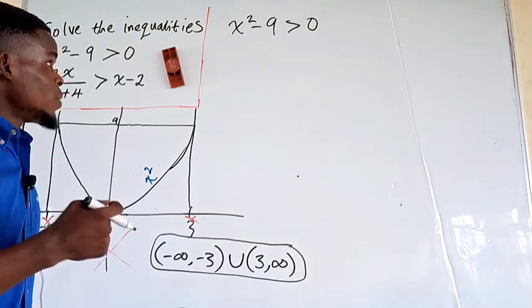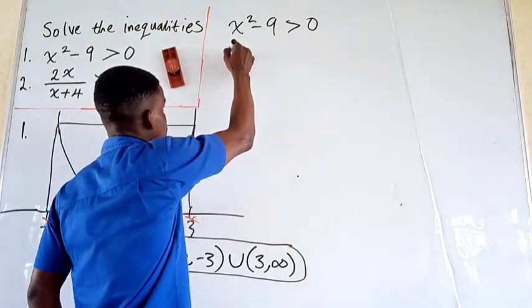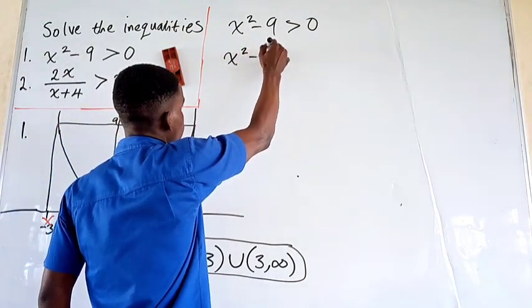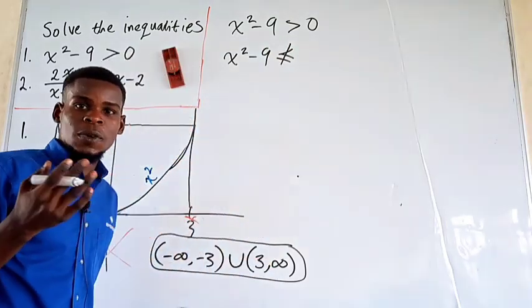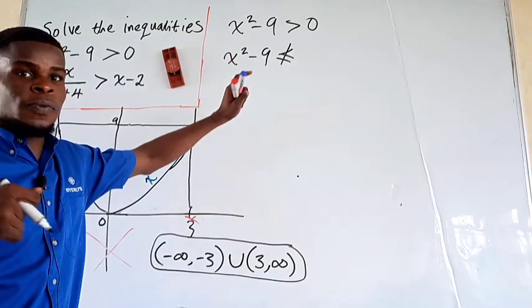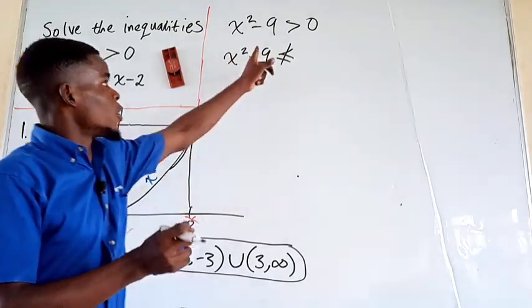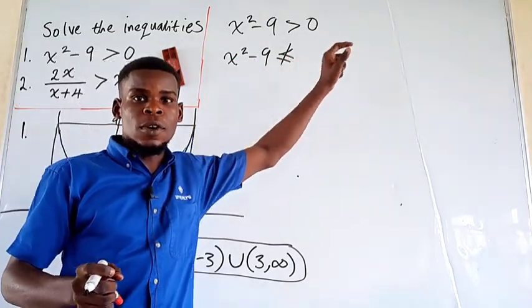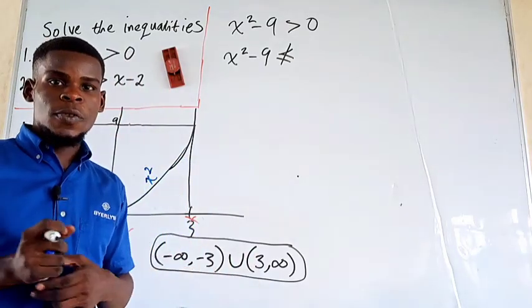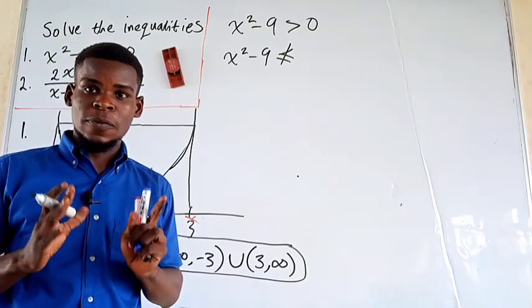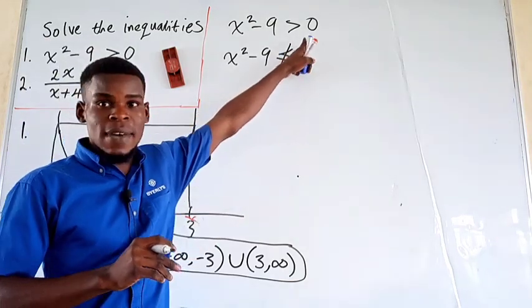Well, that means that x squared minus 9 should not be less than or equal to 0. So we have to solve for the values of x such that x squared minus 9 must be greater than 0. So the idea here, what I would like to do, is to find the values of x that will not satisfy that inequality.